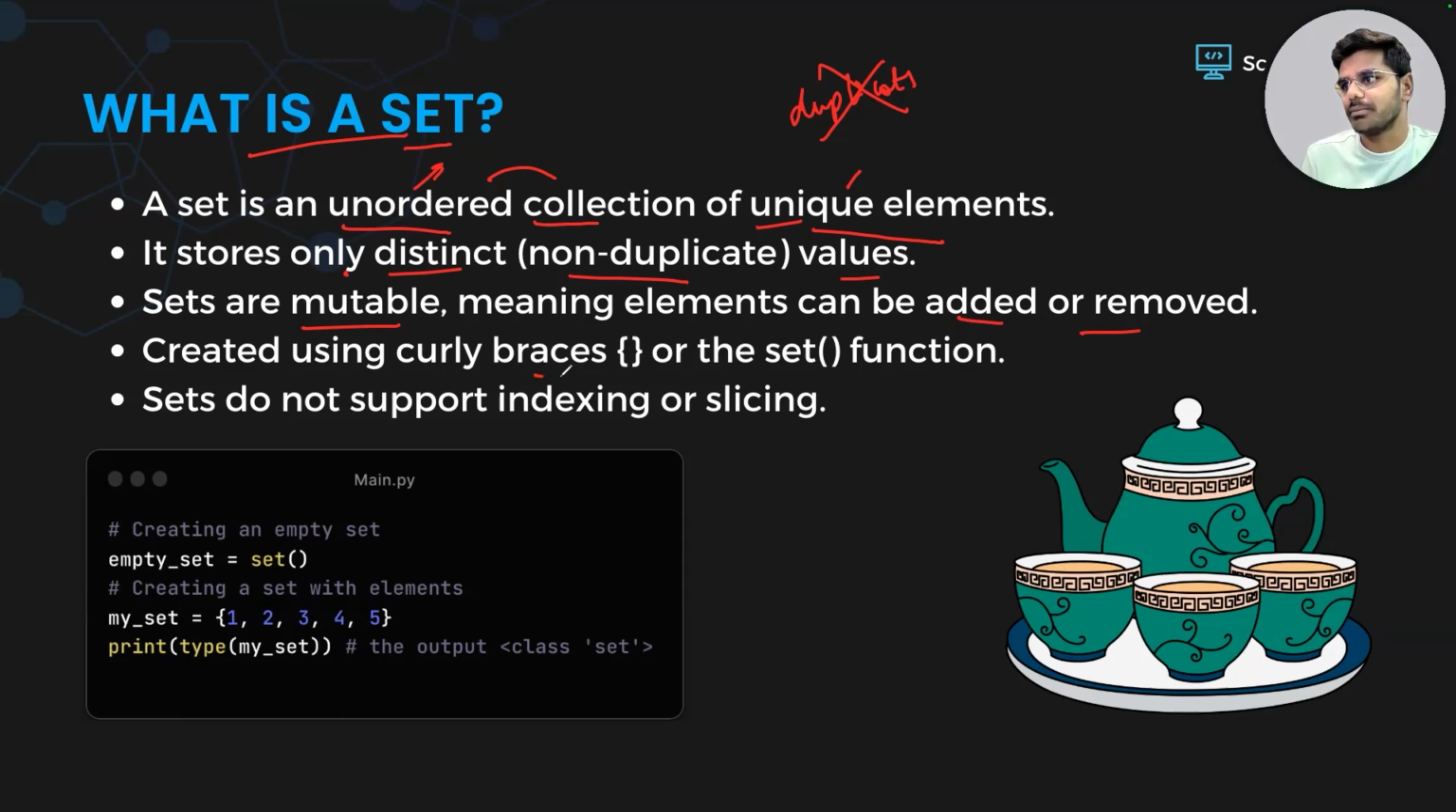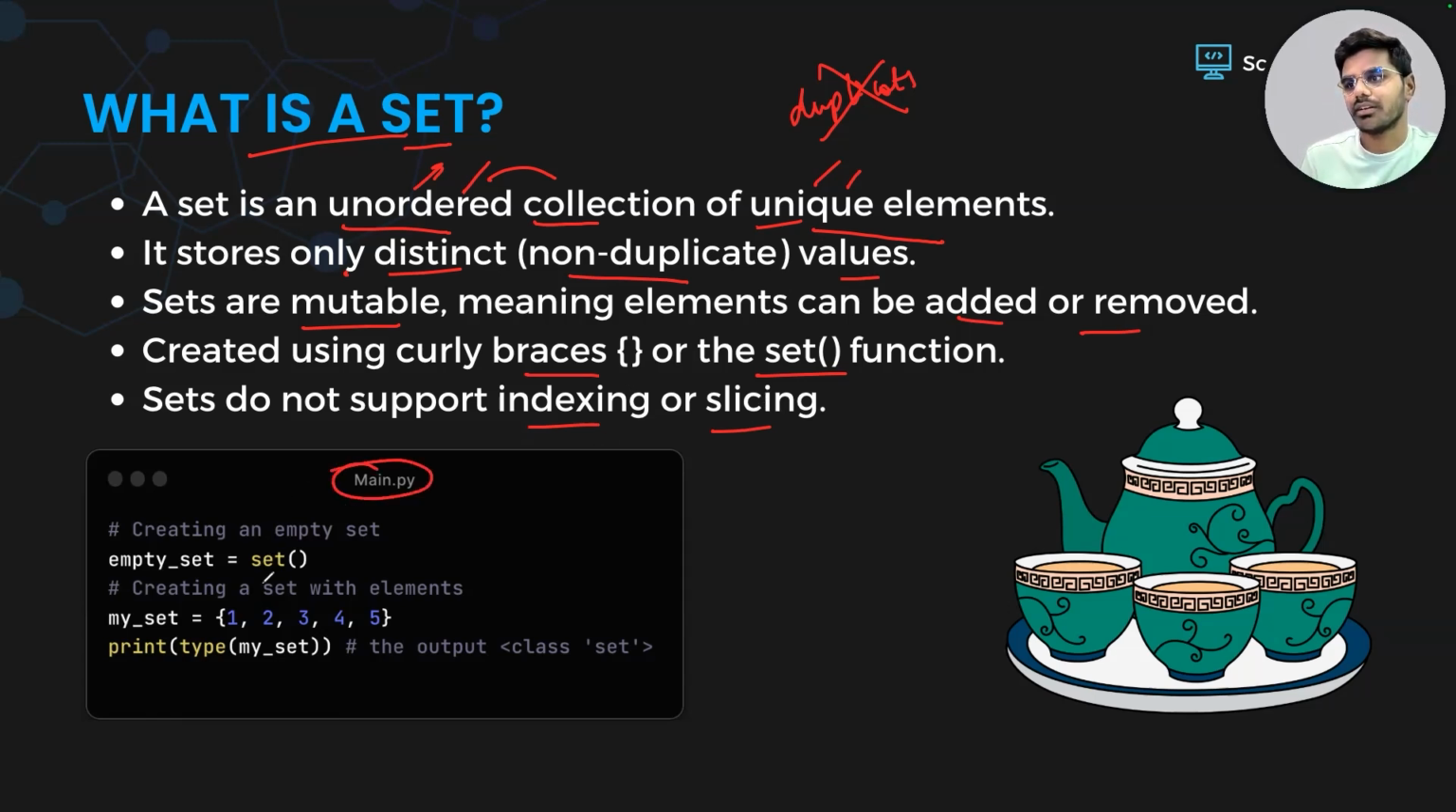Created using curly braces or the set function. So here we need to underline 2 points, the curly braces and the set function. This will be helpful to understand the code that we will be discussing in this lecture. We'll be looking at it when we start writing the codes. Sets do not support indexing or slicing. We know this is unordered and unique values, so indexing and slicing is not allowed in this data type.